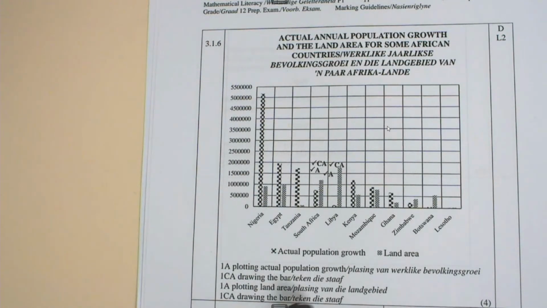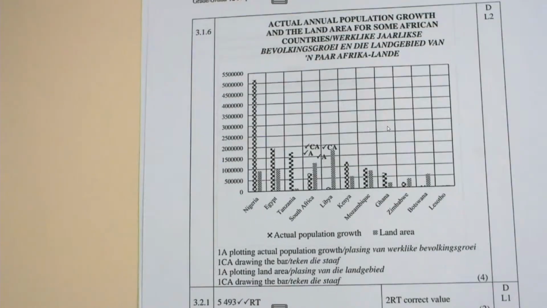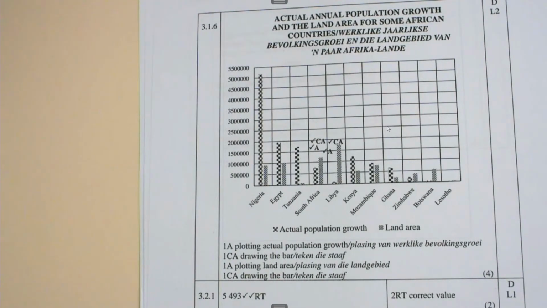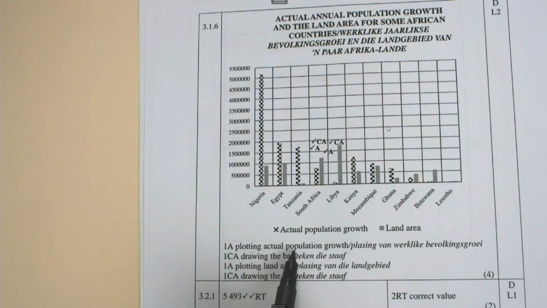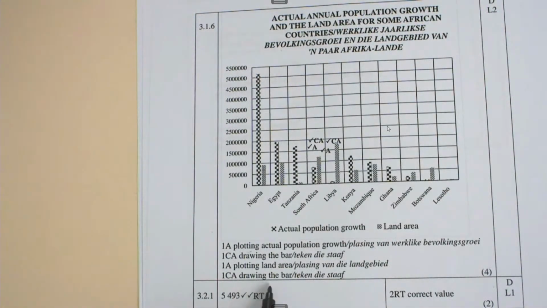Now let's look at the mark allocation. 1 mark is an accurate mark for plotting actual population growth. And you see A, the drawing of the bar graph. Now that's CA if the learner used another number. If that mark on top is not correct, then you see A, the bar graph. It doesn't matter. You see A, the bar graph. 1 accurate mark for plotting land area. That is the graph there. And then CA, drawing the bar.